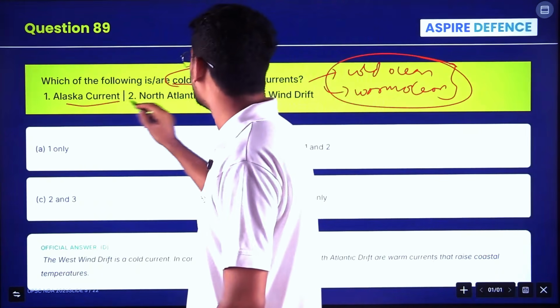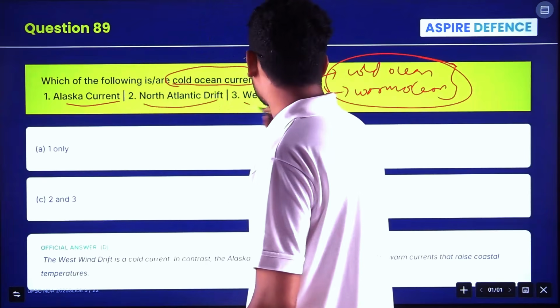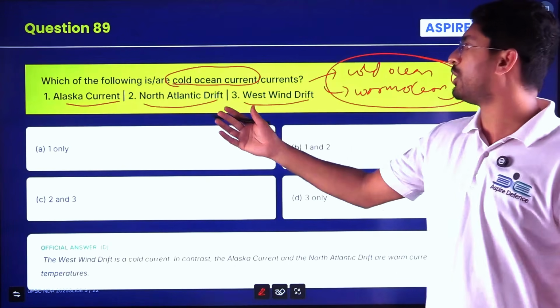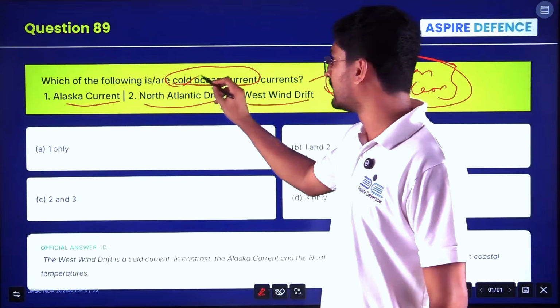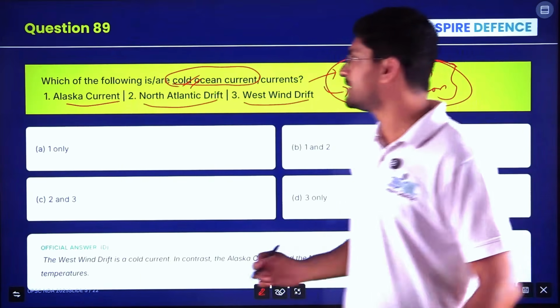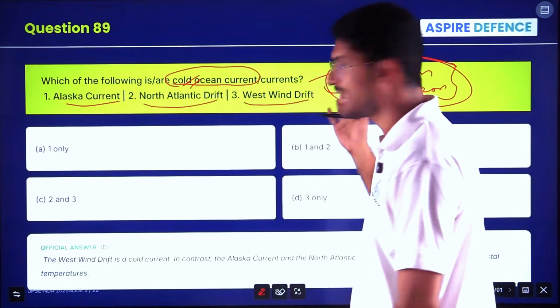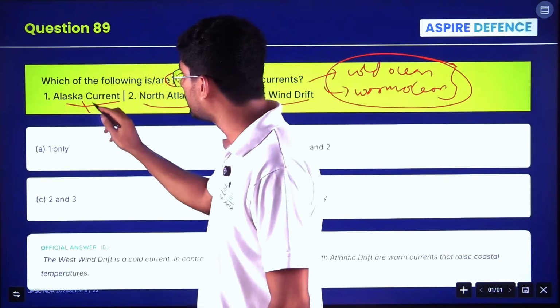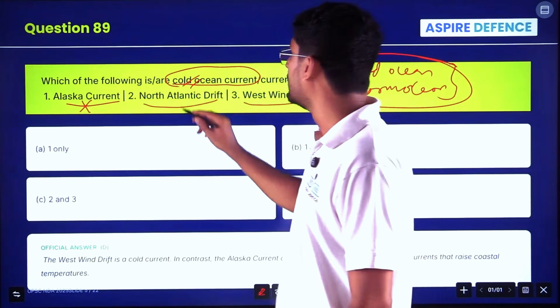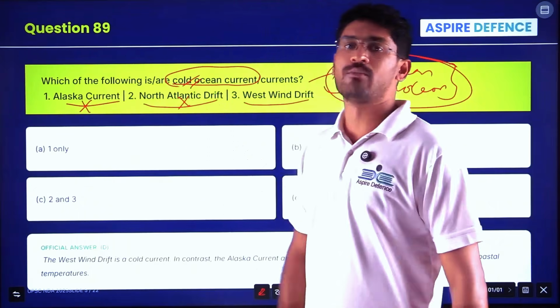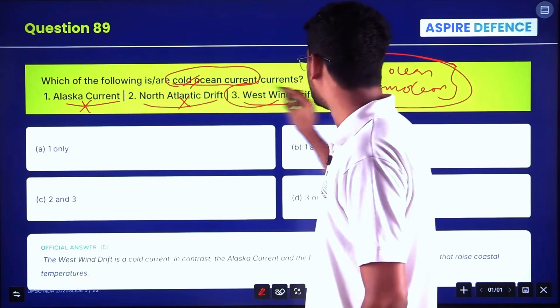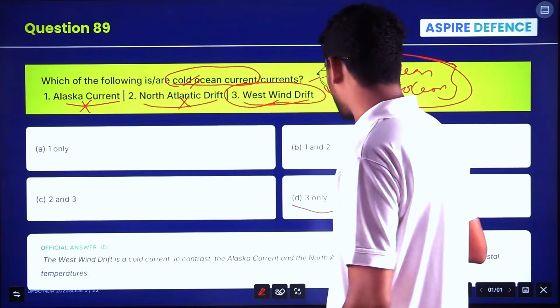So, Alaska current, North Atlantic drift, west wind drift. Which of the following are cold oceanic currents? If you have studied geography, if you are a student or if you have just seen the image, you will know Alaska current is a warm ocean current. North Atlantic drift is a warm ocean current. Only west wind drift is a cold ocean current.